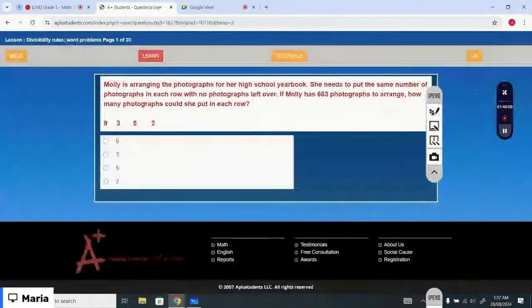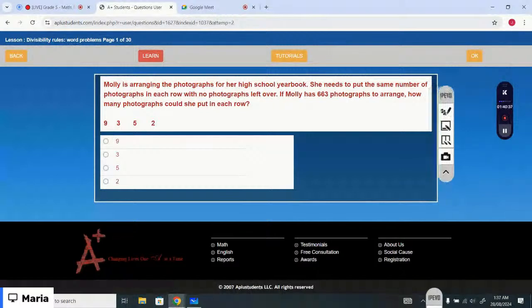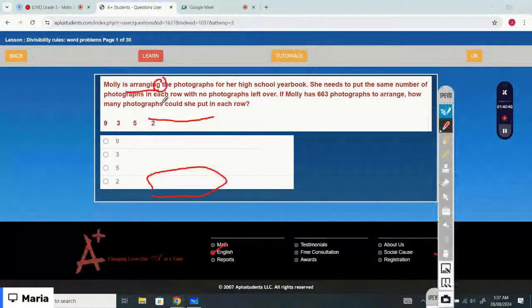Molly is arranging the photographs for her high school yearbook. She needs to put the same number of photographs in each row with no photographs left over. If Molly has 663 photographs to arrange, how many photographs could she put in each row? Now you're given the numbers 9, 3, 5, and 2. So you need to apply the divisibility rule for these numbers, and see which number 663 is divisible by.